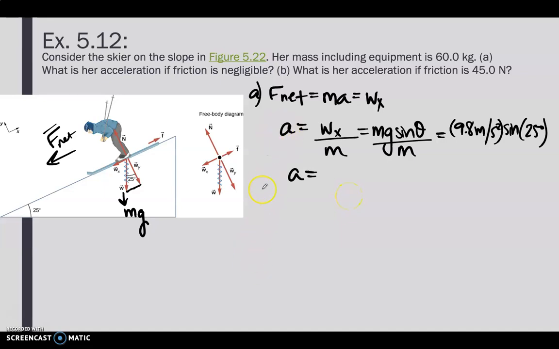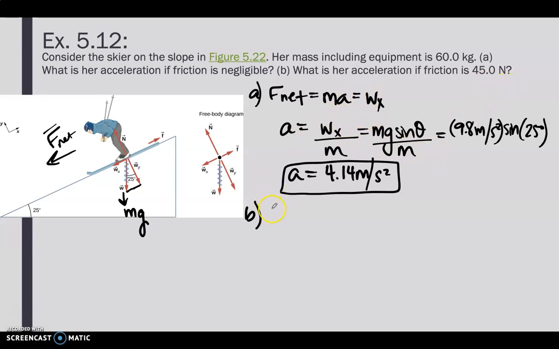Let's continue our example here, 5.12, looking at a skier on a slope. We were solving for her acceleration if the friction is negligible. So let me go ahead and do that into my calculator, and we get that our acceleration is 4.14 meters per second squared. Again, that is saying that the friction is negligible. Okay, now in part B we want to find her acceleration again, but we do have friction involved.